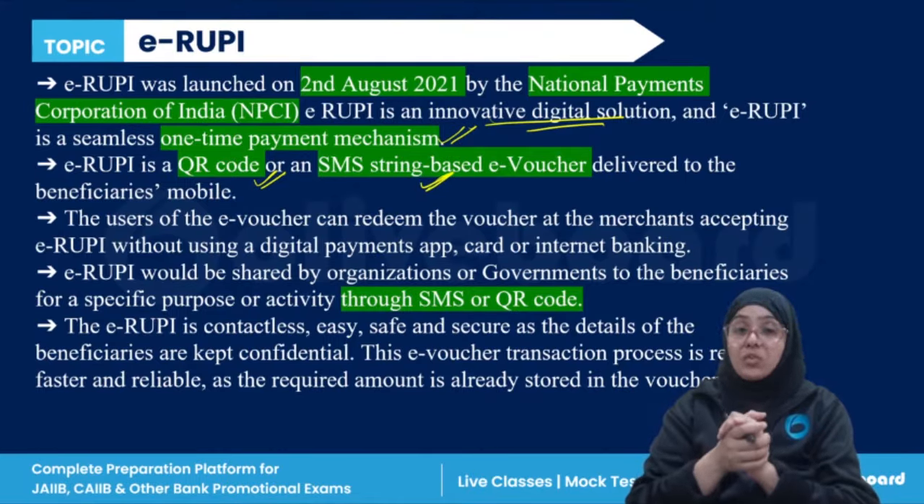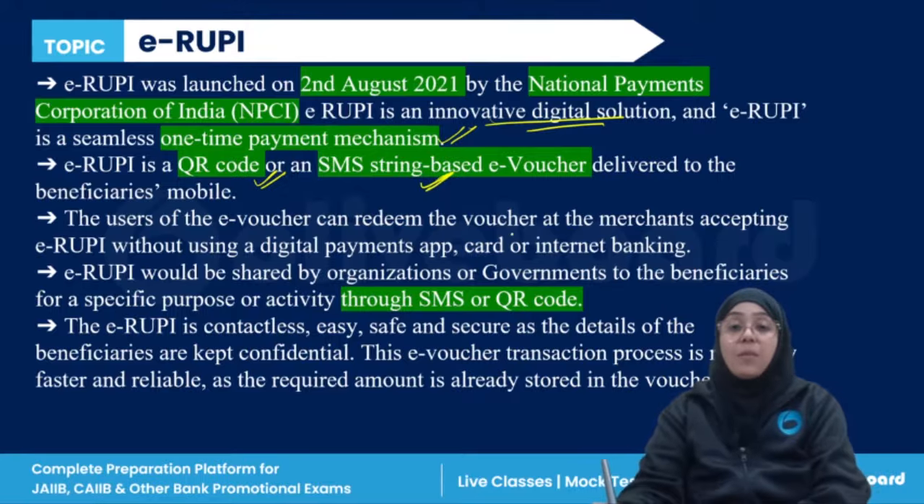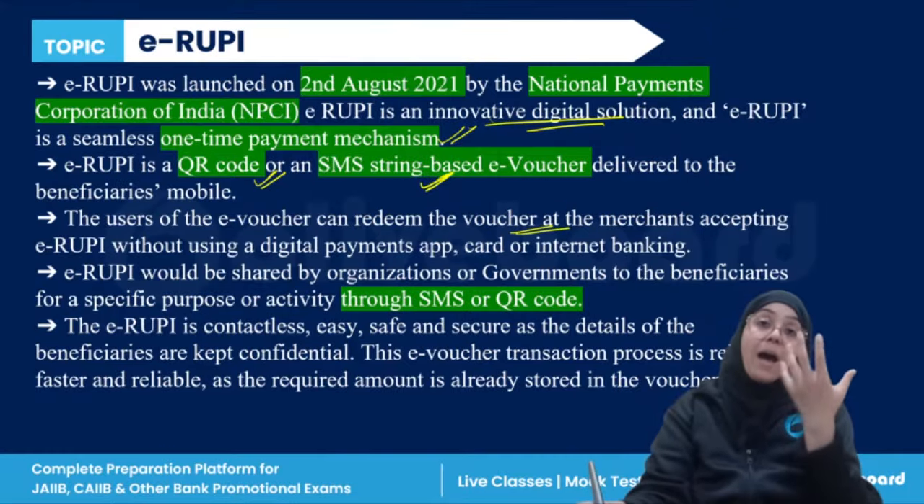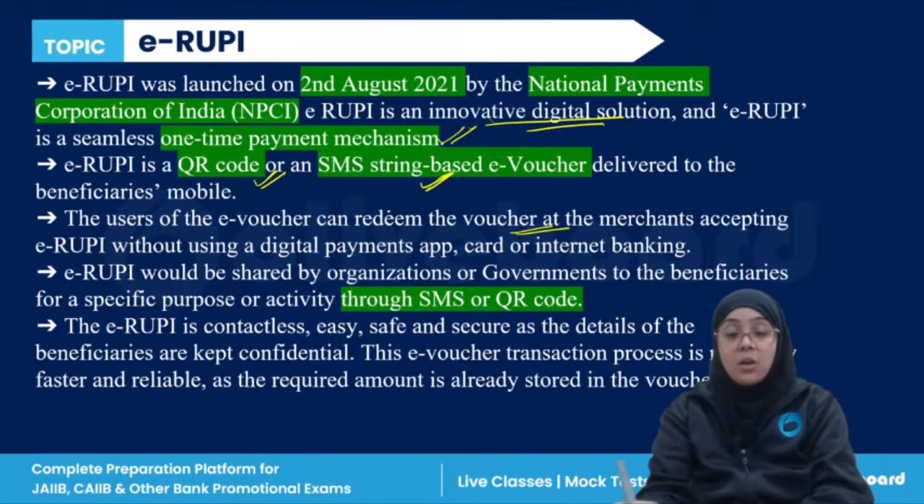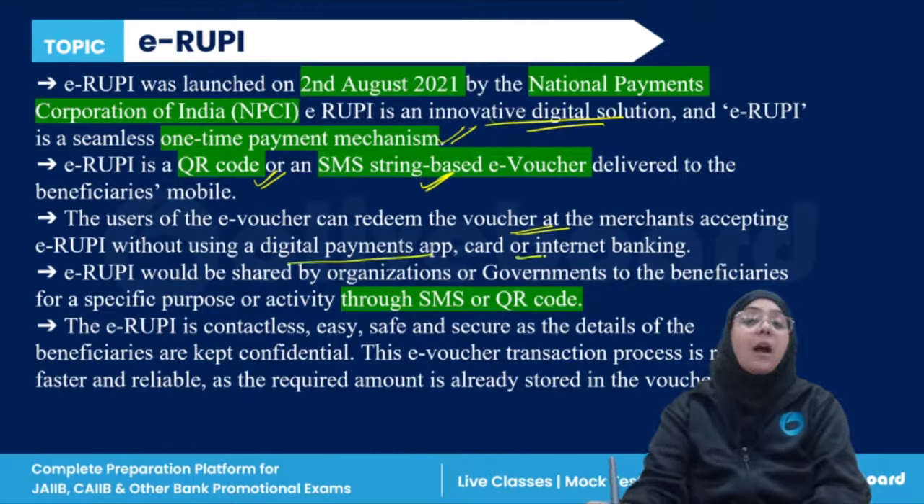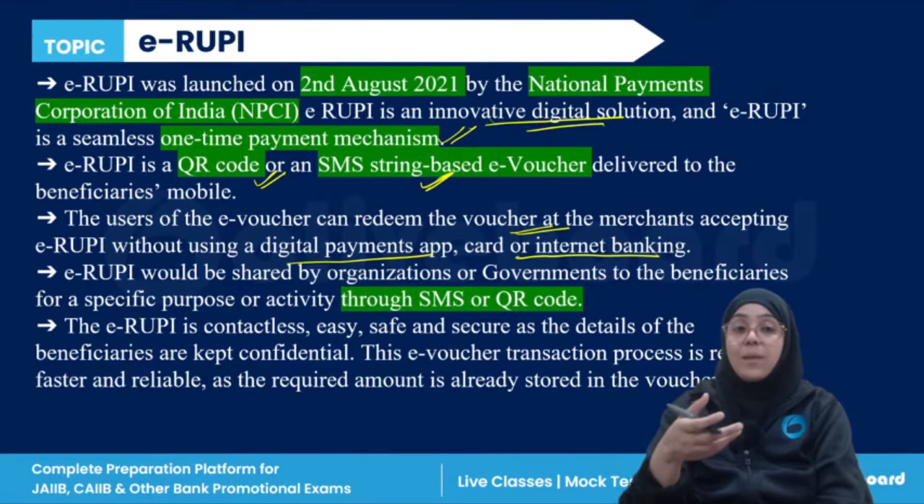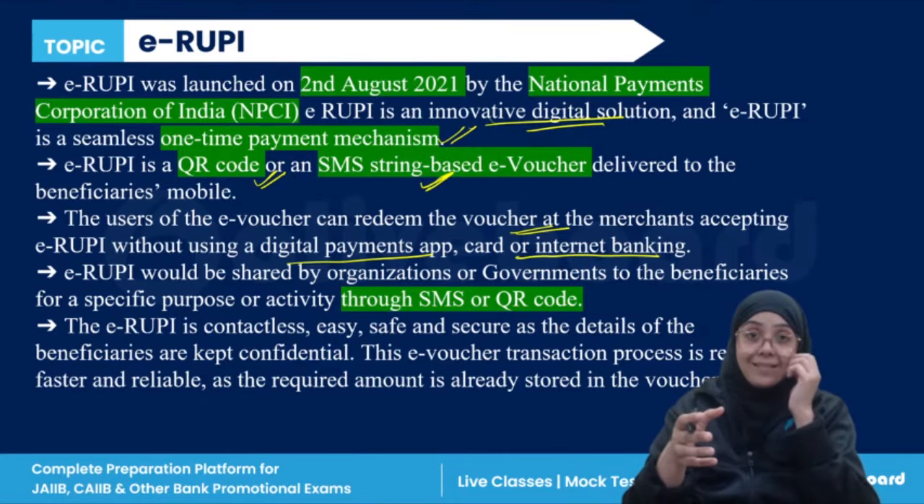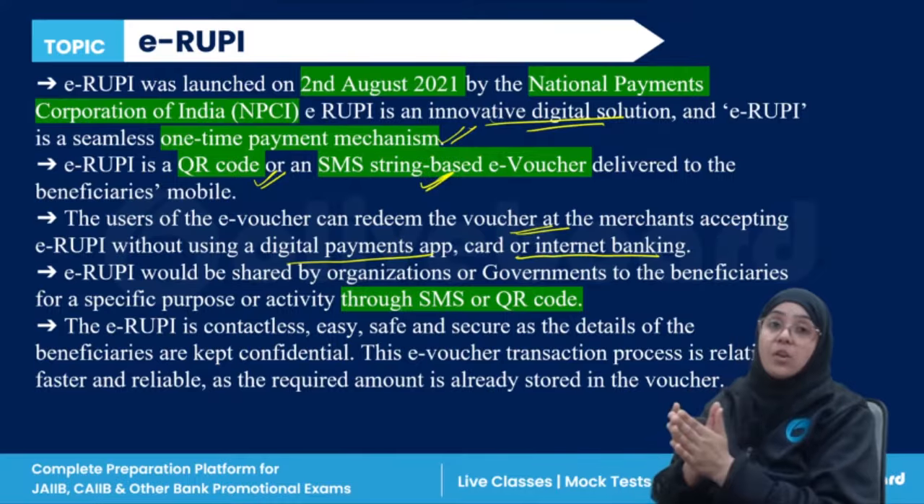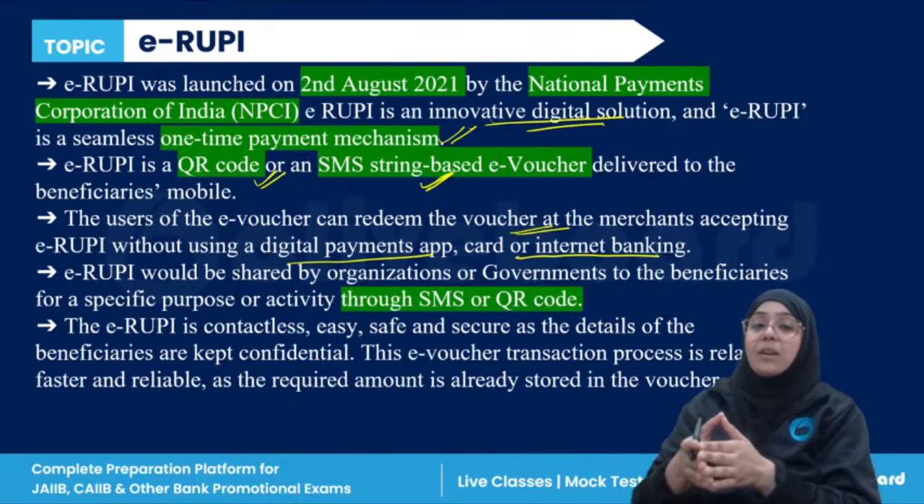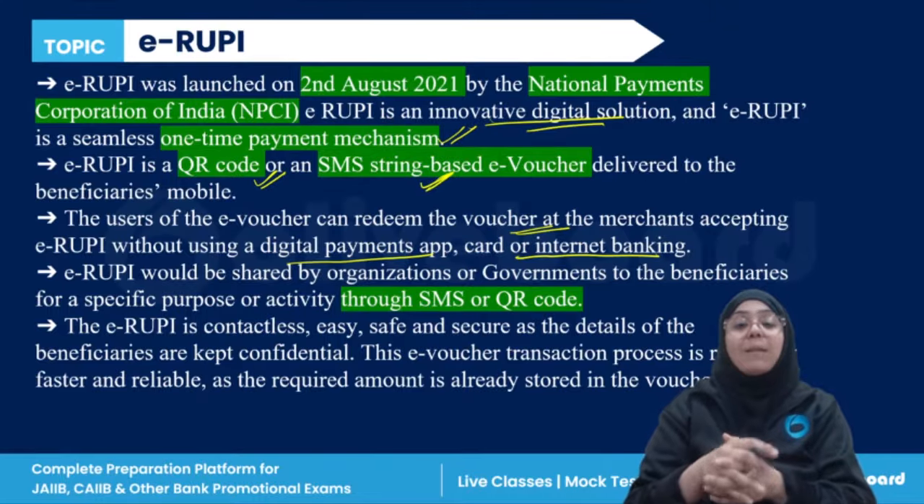When we are talking about the users of e-voucher, they can redeem the voucher at the merchants who accept the e-voucher without a digital payment app, card, or internet banking. E-rupee should be shared by an organization or government with their beneficiaries for a specific purpose or activity, and it is shared through SMS or QR code.